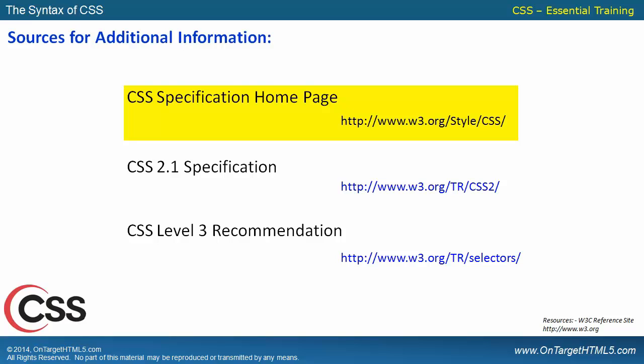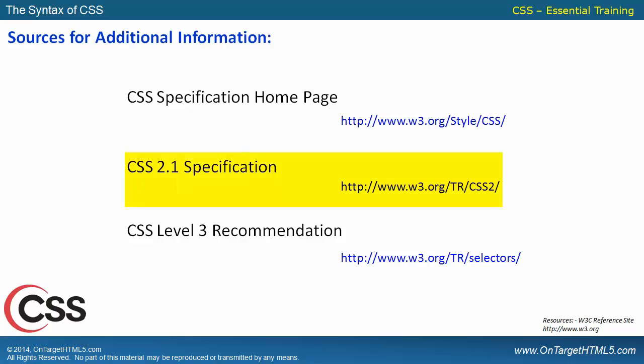It's www.w3.org/style/CSS. Really great information on CSS in general. We have the CSS 2.1 specification page, and you'll see that link on your screen. An excellent place to get standards and specifications for the current version of CSS. Right now we're currently at 2.1. That's what everything is based on. That's what everybody's using.